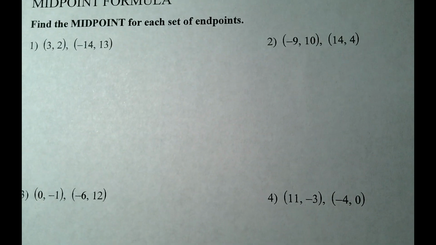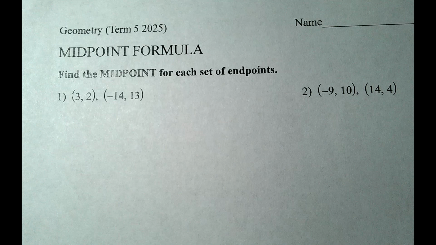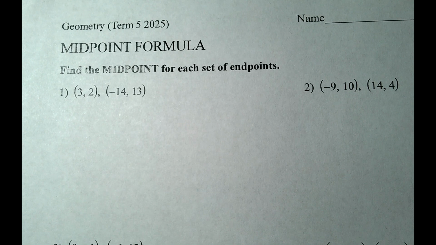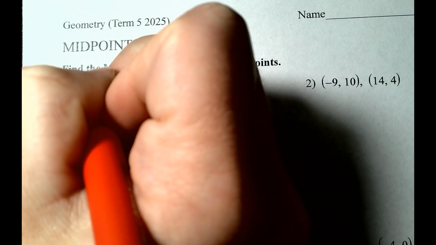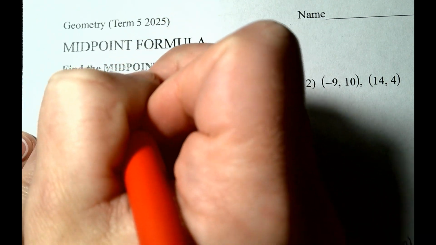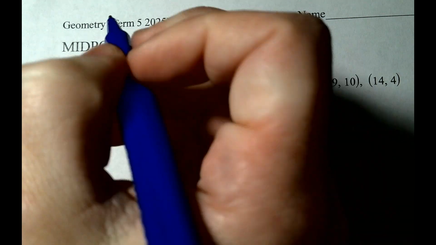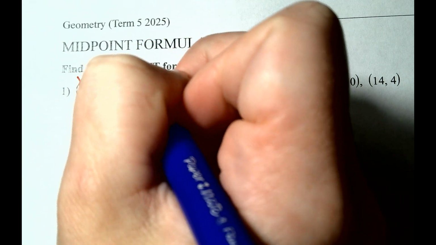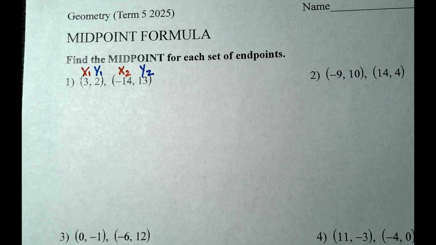Move this side. Okay, so number 1, I'm finding the midpoint between these coordinates (3, 2) and (-14, 13). What's the very first step I should do? Label your coordinates. Good. So I've got x1, x2, I've got y1, y2. Coordinates labeled. Done.